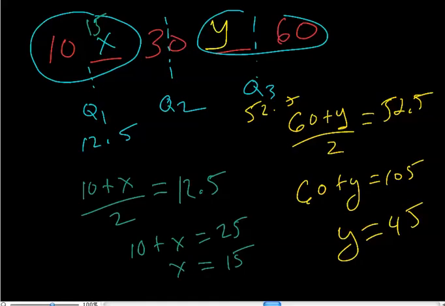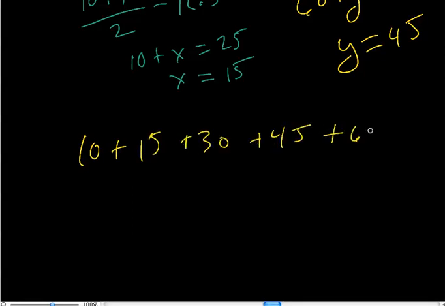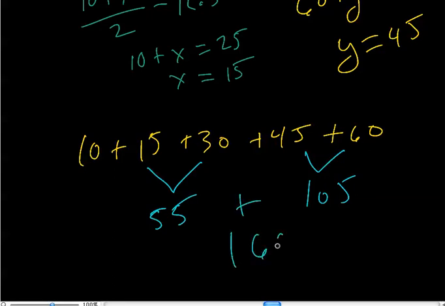And the last thing we have to do is find the sum of all those things. So 10 + 15 + 30 + 45 + 60. Okay? These 2 together make 105. These 3 together make 55. And all together, that adds up to 160. So he was right, believe it or not.